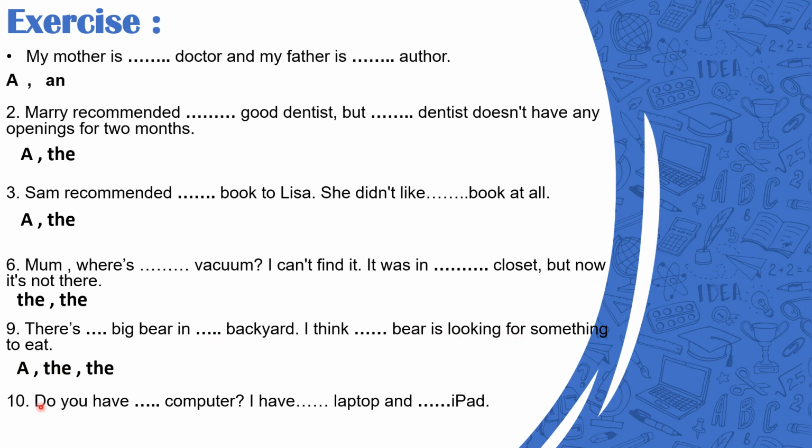The last one: Do you have a computer? I have a laptop and an iPad. So do you have, of course, a computer, and I have a laptop and an iPad. An iPad, why? Because it starts with a vowel. We mentioned these things for the first time, so we use the indefinite articles a and an.